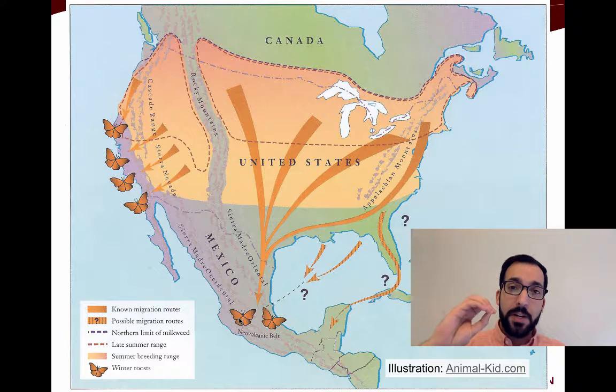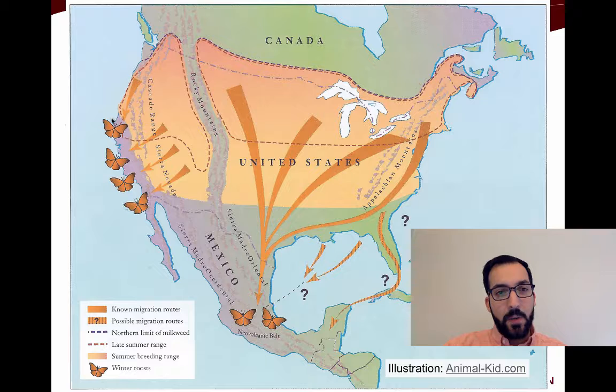So this single generation makes this incredibly long, several thousand-mile flight across Canada, across the U.S., and down into Mexico. And there's this California population, which doesn't travel quite as far, but it's a similar idea where they will overwinter, survive the winter over the west coast of the U.S.